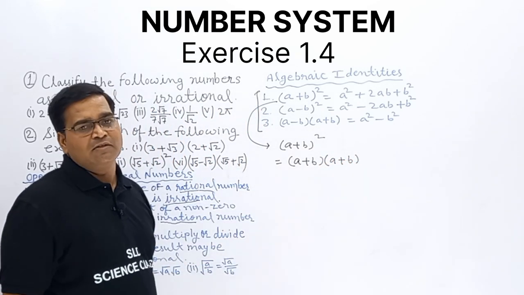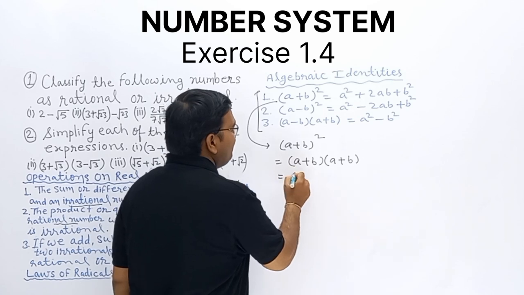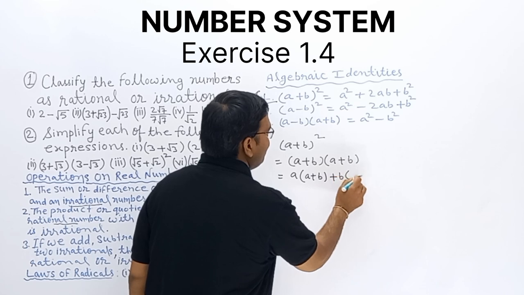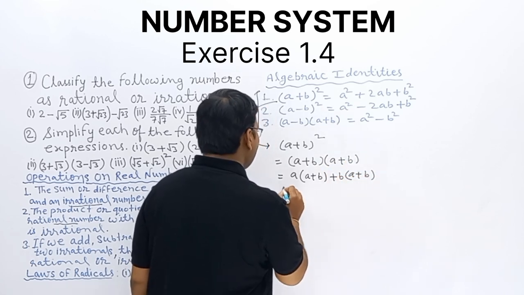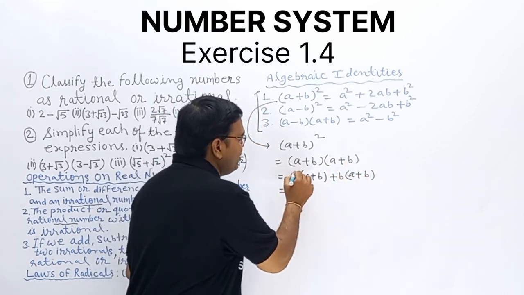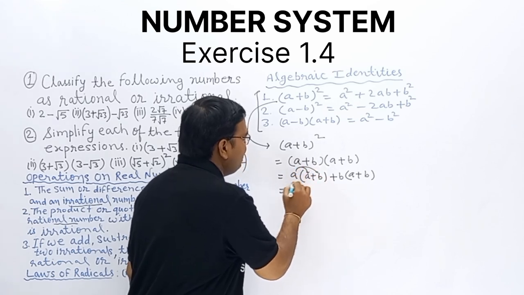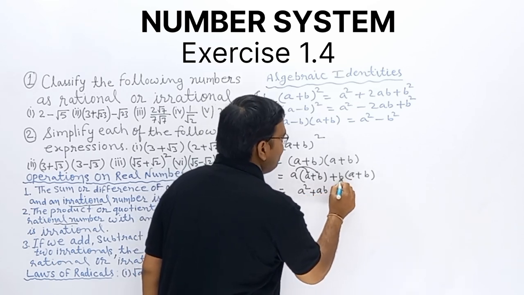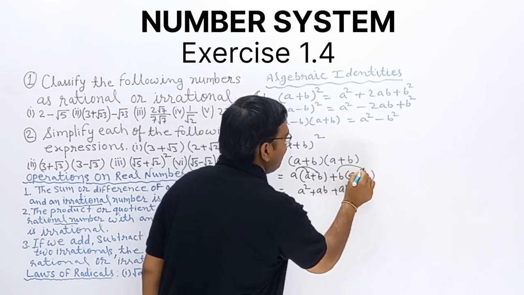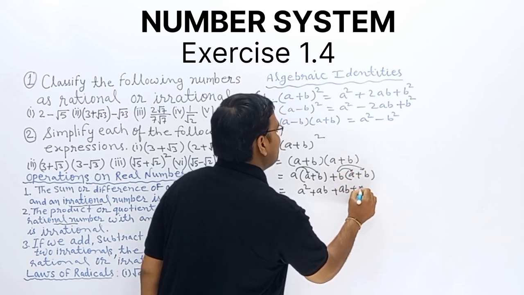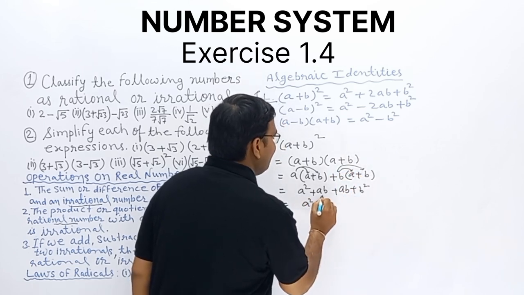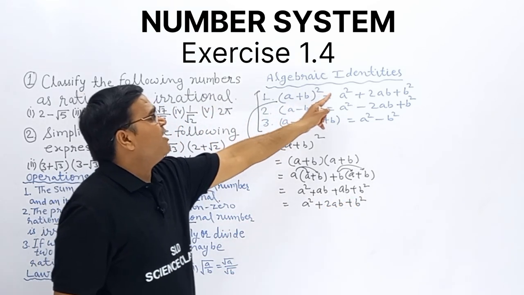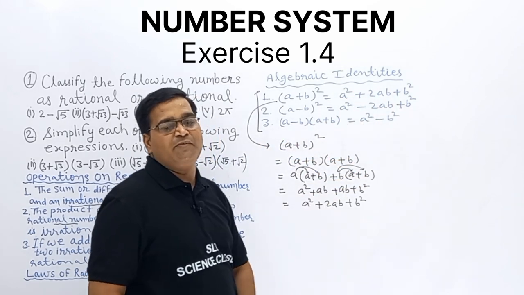Now multiply these. How? Complete this bracket, a plus b will be multiplied by this bracket, a plus b. Then multiply, applying the distributive law. a multiplied by this one, a square, a multiplied by this one, ab, plus b multiplied by this one, ab, and b multiplied by this one. What are we getting? Plus b square. Now solve: a square plus ab plus ab, 2ab, plus b square. In this way, (a plus b) whole square will be a square plus 2ab plus b square.